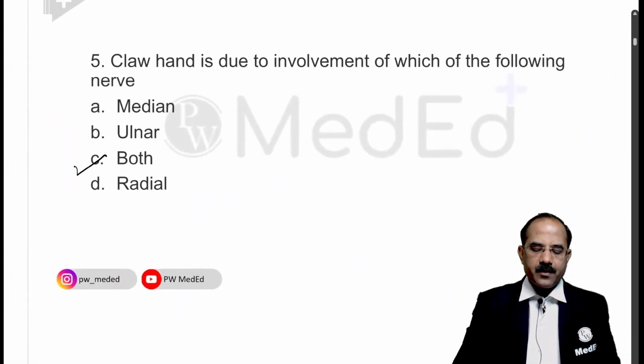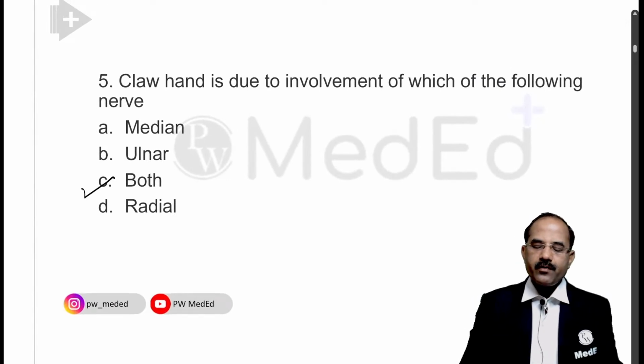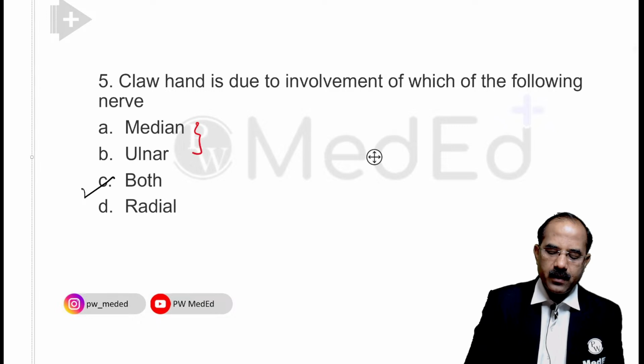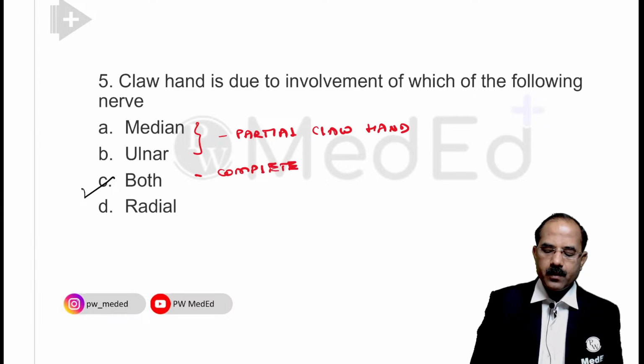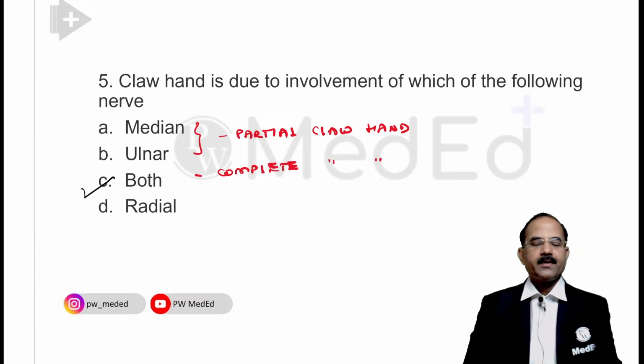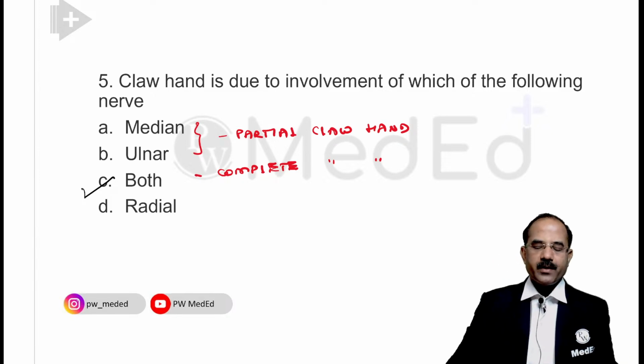Okay. Right. So if the median nerve is injured, what do you get? If this injury happens, you get a partial claw hand. And if both are injured, you get a complete claw hand. Yes, very good, very good.